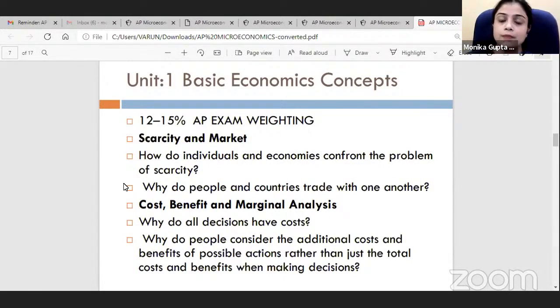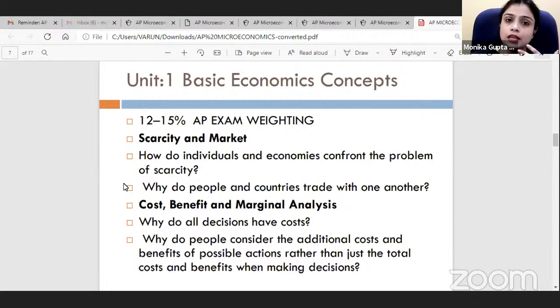This is the absolute or the comparative advantage. That is why countries trade basically. Okay. Now, the second thing is cost-benefit and marginal analysis. As I have already discussed, every decision that you're making involves a lot of cost. Whenever you are choosing one decision and letting go of other decisions, you should be able to analyze what you have actually lost, how much cost you have to pay for it. That is known as your opportunity cost.